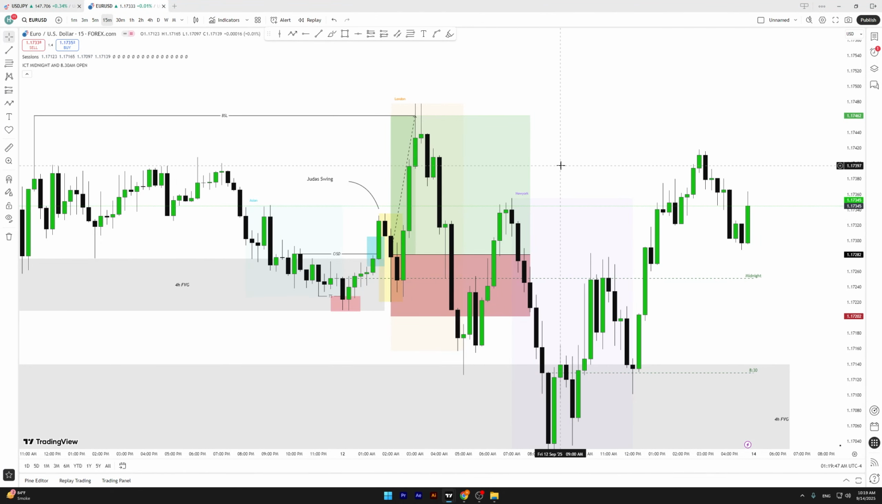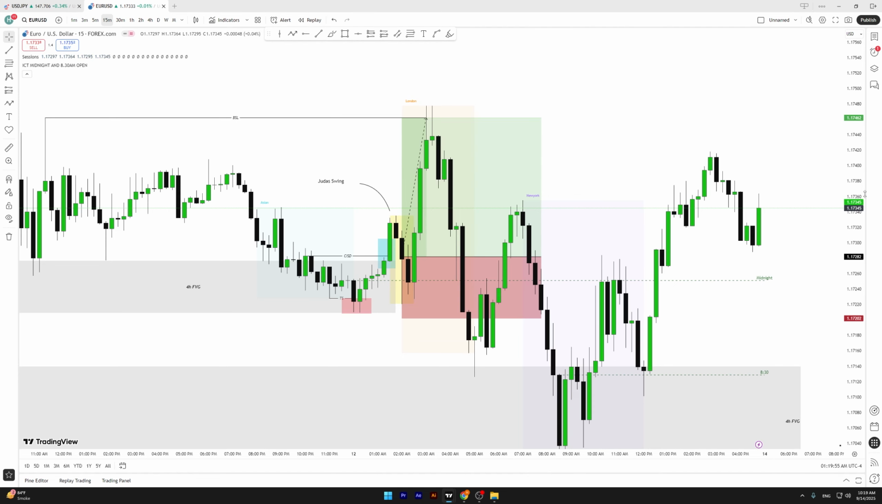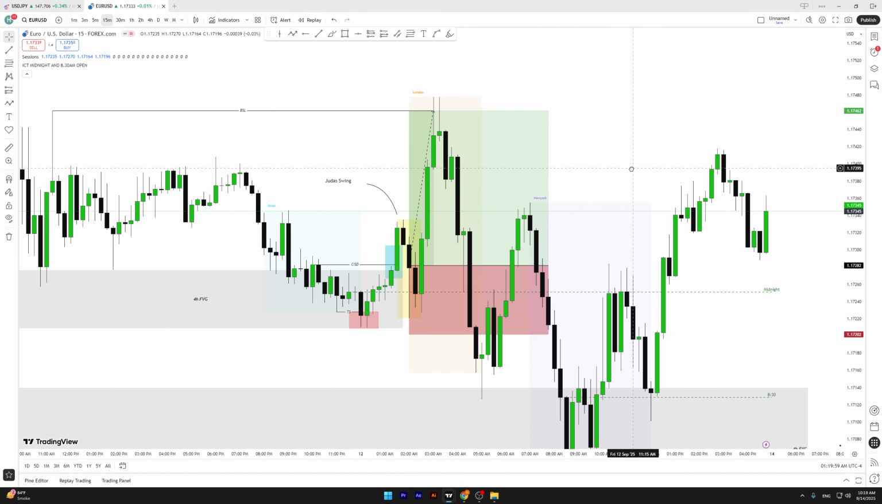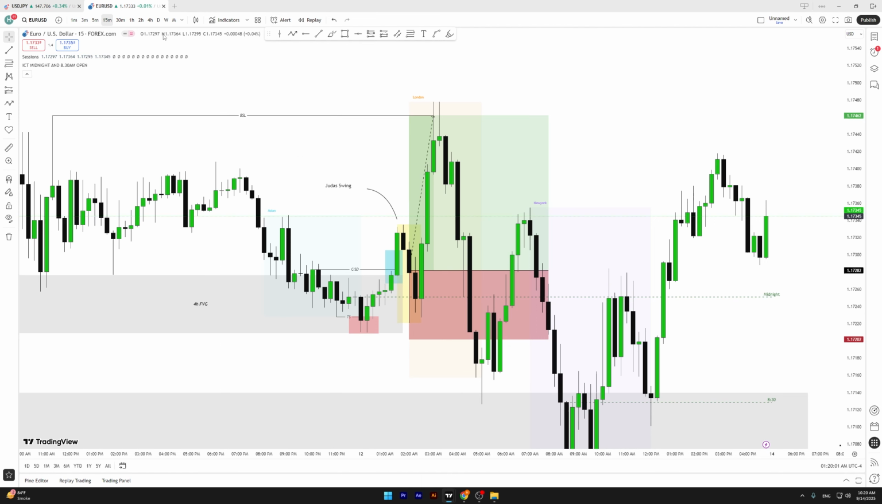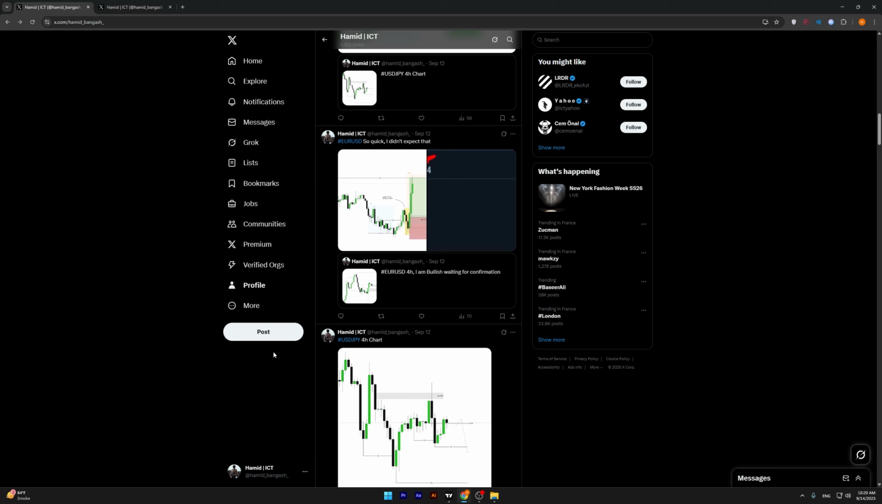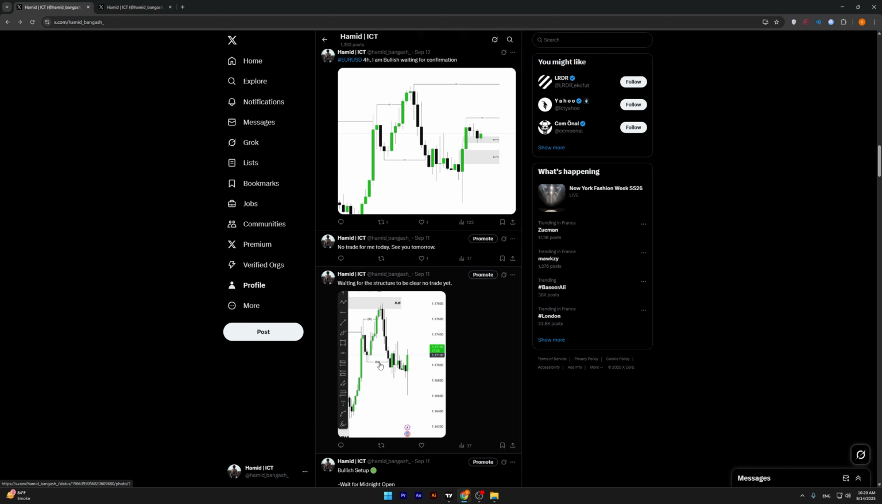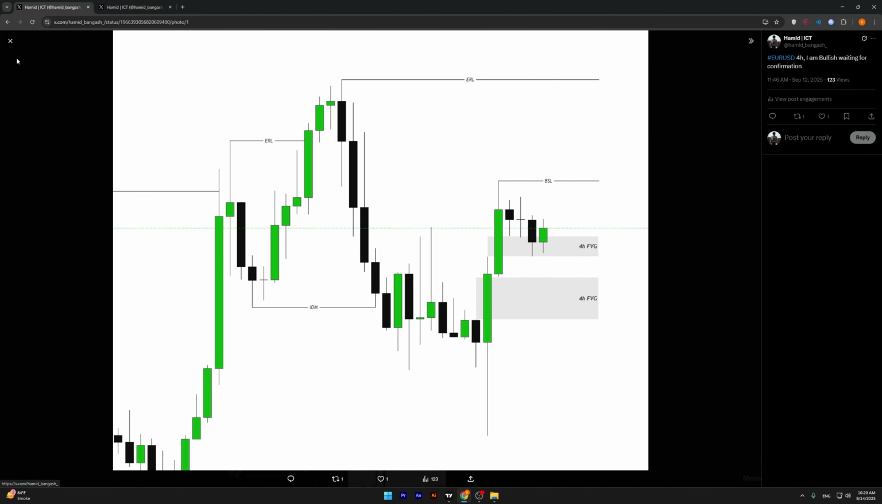In today's video I will break down the top down analysis of my trade that I took on Friday 12 September 2025. So basically this was the trade, 1:2 risk to reward ratio, and this was on EURUSD. So let me show you the before picture that I posted on my Twitter account. So this was the screenshot that I posted.